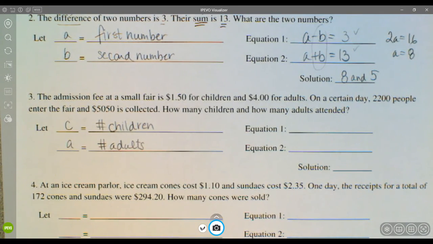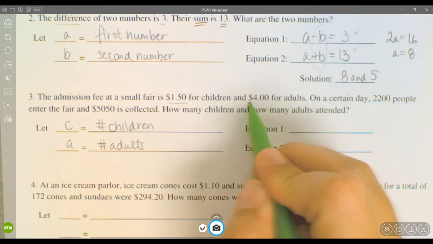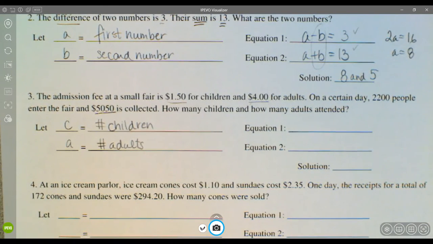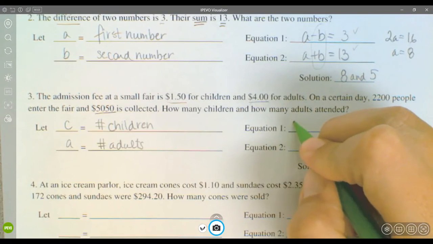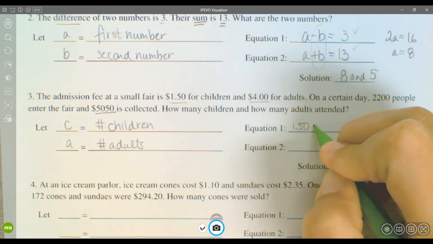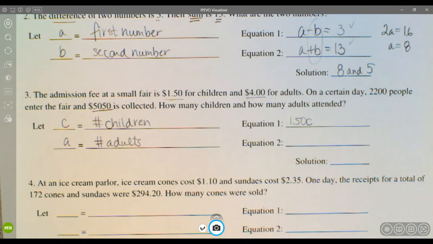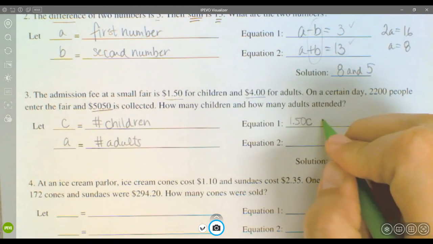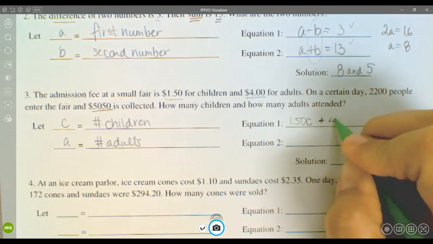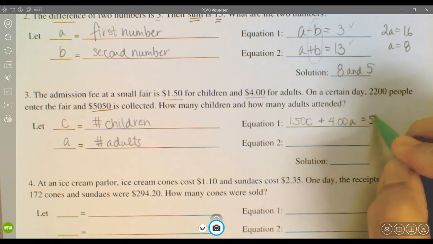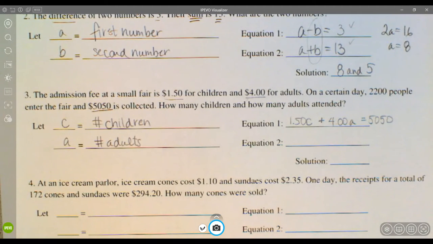All right, so I look right away and I see dollar signs and decimals. My eye is drawn to that. So maybe I should start with an equation about revenue. So how much money does the fair take in for children? Well, it takes in $1.50 per child, which you told us says that you multiply those two. And we're going to earn money from adults, and we're going to earn $4 per adult. And the money that we earn will be $5,050.